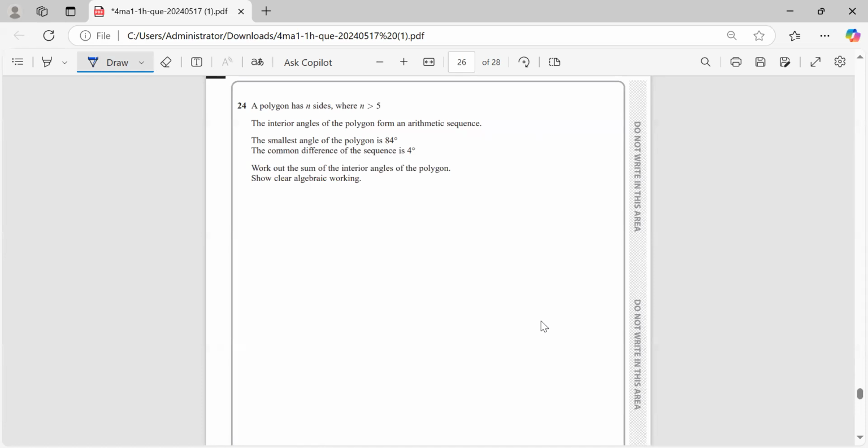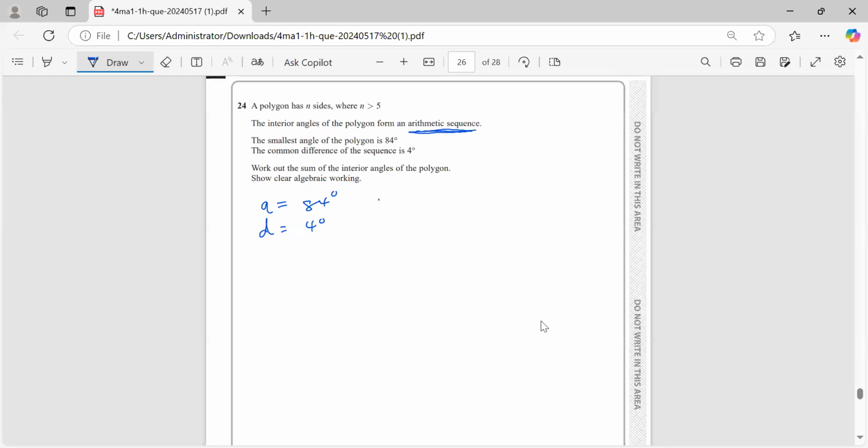So what we've been given is that the smallest angle of the polygon, that is a, is the first term, because it's an arithmetic sequence, right? If it's an arithmetic sequence, that means the smallest is actually the first term. So the first term is 84 degrees. And we've been given the common difference as well, which is d. It's 4 degrees.